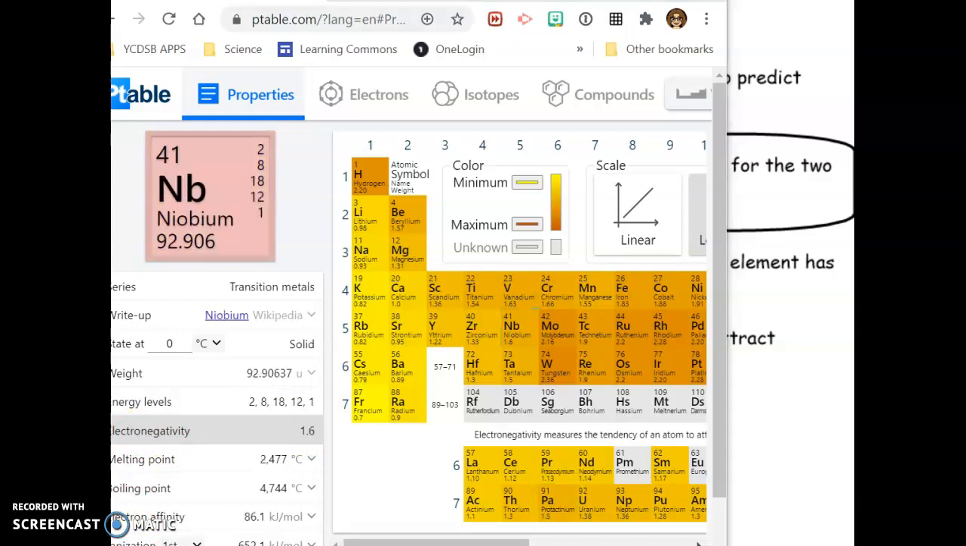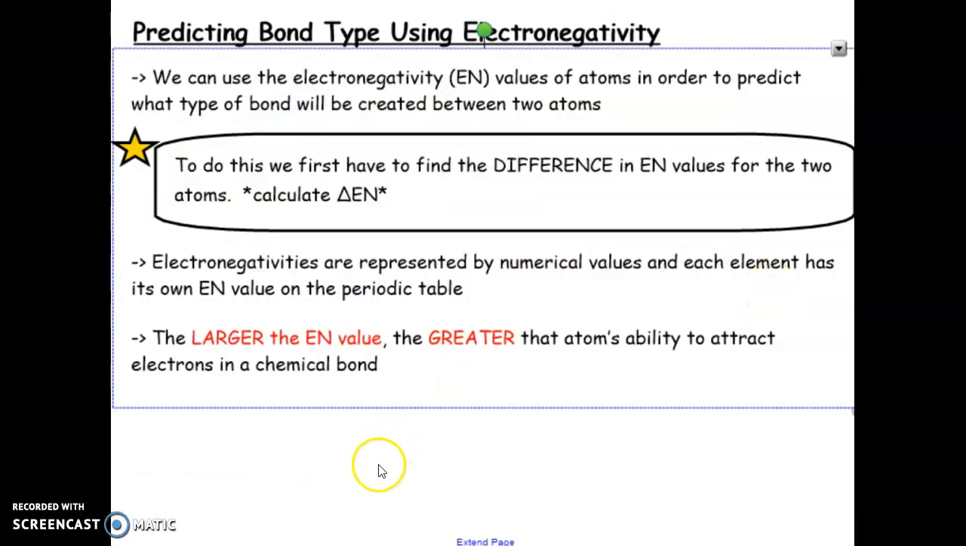Okay, so again, ptable.com is a really nice one. I would recommend that you use this periodic table. I do have one that is scanned in for you on D2L. It didn't really scan in perfectly, so it is a little bit blurry. But really, even if you were to just Google electronegativity on the periodic table, you will get these same values, okay? So we need electronegativity numbers. So let's go through and say, well, what can we do with these numbers?